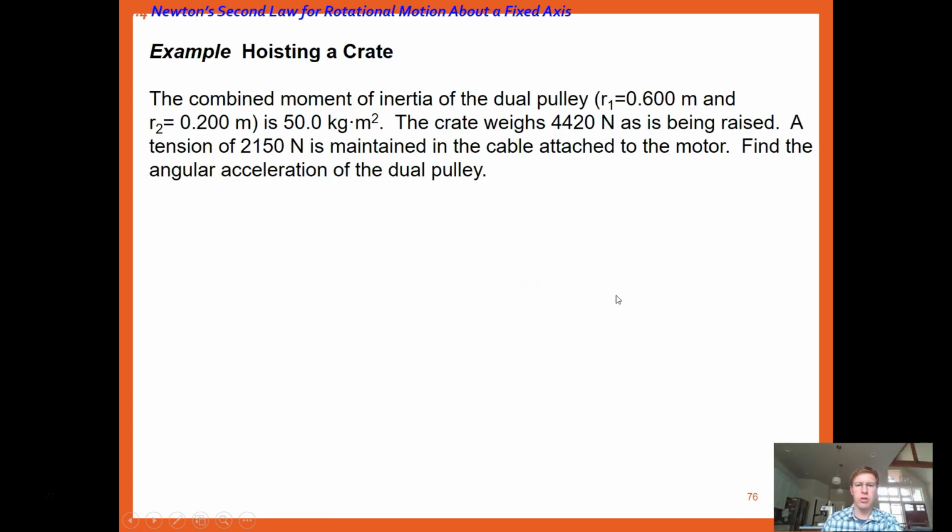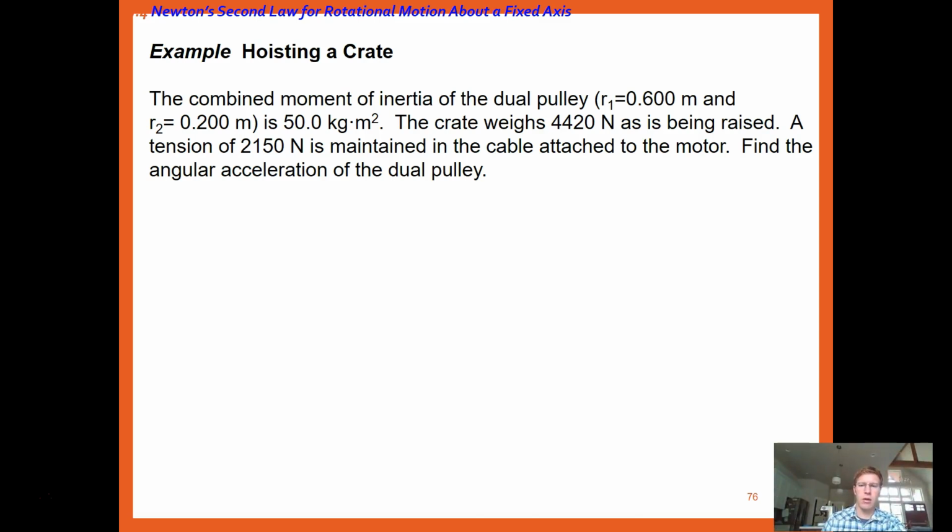All right, so here's a trickier example problem we're going to do together real quickly before talking about work and then wrapping up the chapter. Let's say that you have a dual pulley, which is basically a pulley that has 2 different wheel hubs that you can wrap things around. In this case, you have a larger wheel with a radius of 0.6 meters and a smaller one with a radius of 0.2 meters. And it has a total moment of inertia of 50 kilograms times meters squared. So it's a pretty large object, okay?